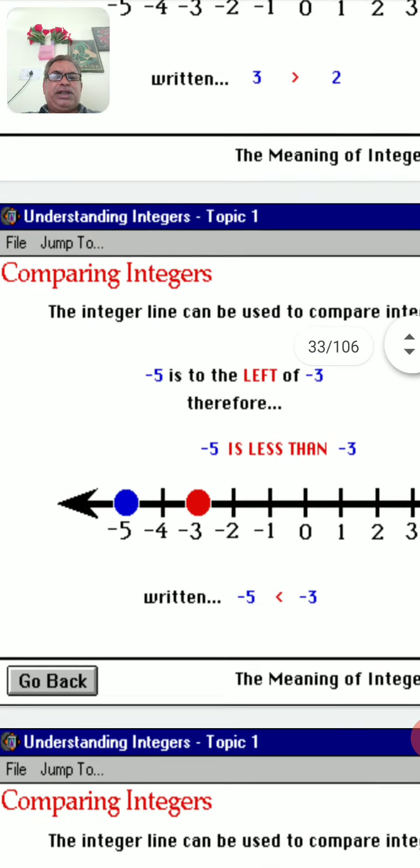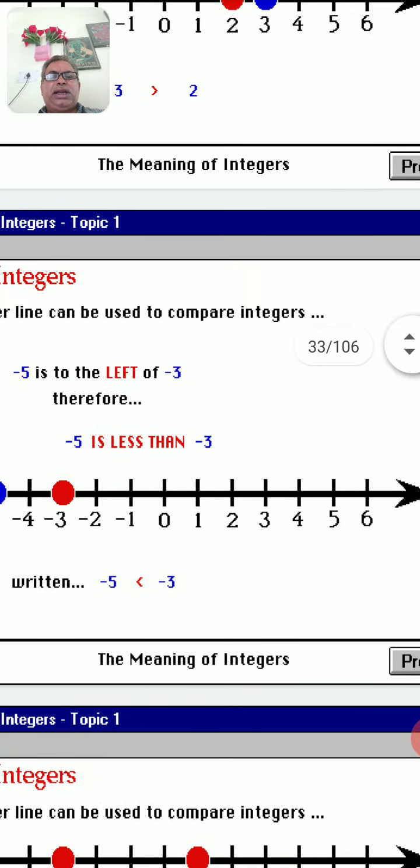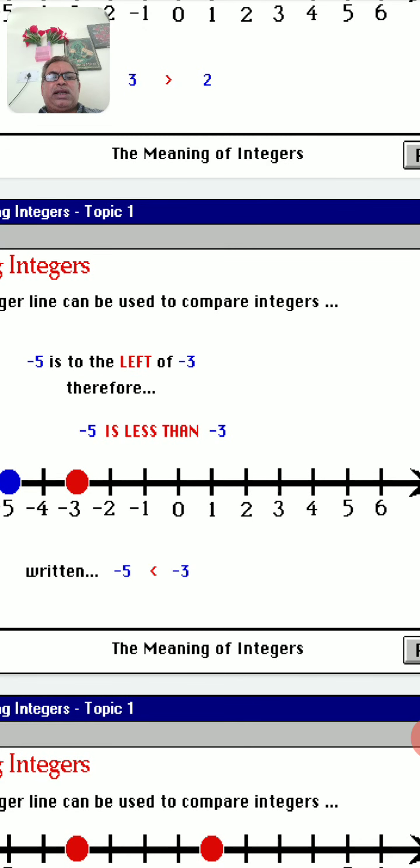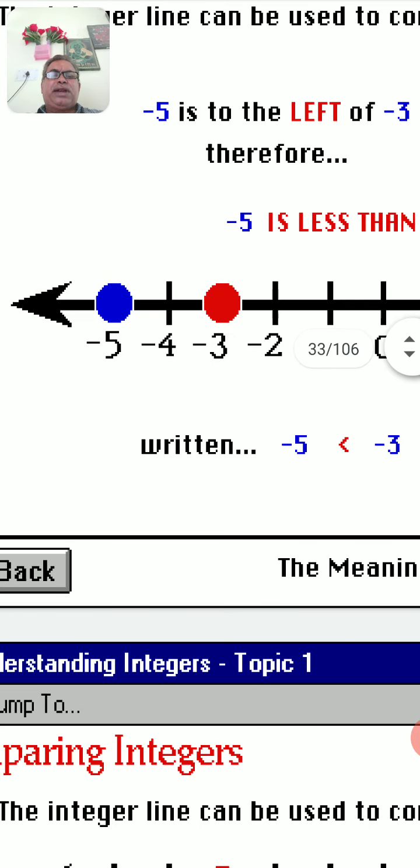Now, comparing integers. Now you can see here, the integer line can be used to compare the integers. Minus 5 is to the left of minus 3, so that's why minus 5 is less than minus 3 and minus 3 is greater. So we can compare minus 5 and minus 3. So minus 3 is greater. The number which is on the right side is greater. That you have to keep in mind.